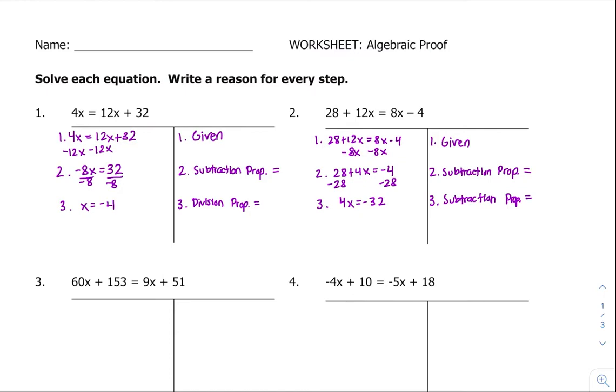Next, we're dividing both sides by 4 to isolate the x. So we are going to have x is equal to negative 8. Reason, negative 32 divided by 4. So we divided both sides by 4. So that's the division property of equality. Okay.